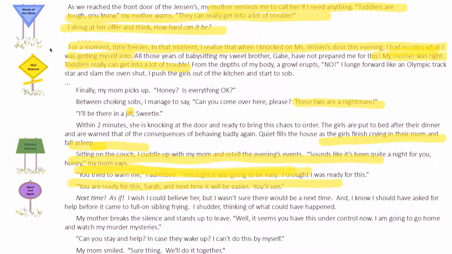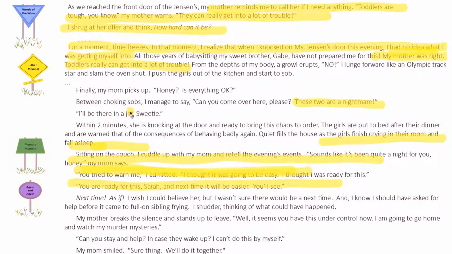When things have gotten the worst, at the climax, Sarah has an aha moment. And we said, for a moment, time freezes. In that moment, I realize that when I knocked on Ms. Jensen's door this evening, I had no idea what I was getting myself into. My mother was right. Toddlers really can get into a lot of trouble. So you could also say this is some repetition. She's thinking back, and you could say, hey, this is a memory moment. She's thinking back to what her mother told her earlier in the evening.